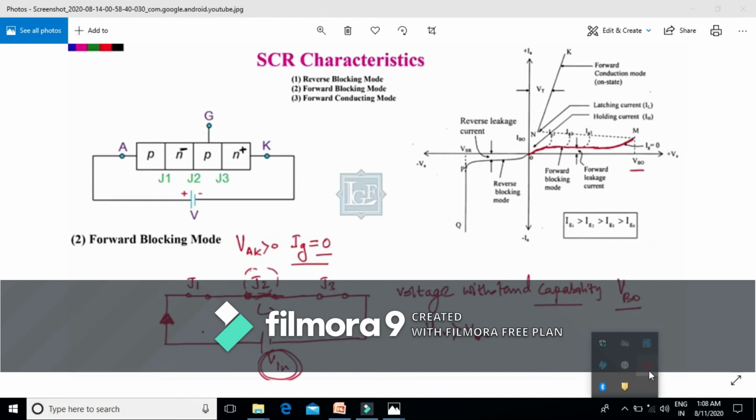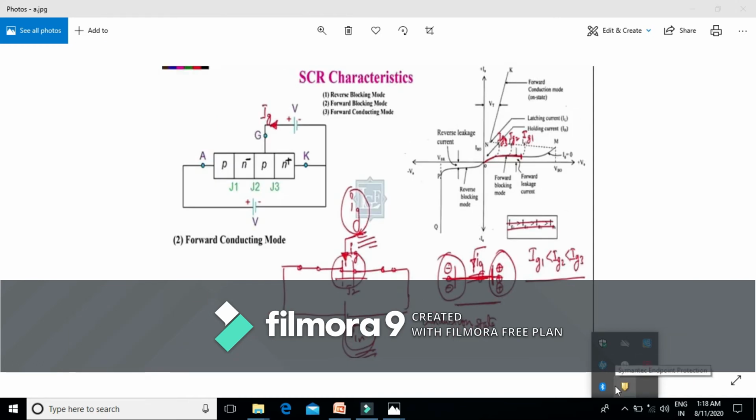Now the next mode, that is the forward conducting mode. In the forward conduction mode, we are applying one more thing, that is the gate current. In the previous mode, that is forward blocking mode, we are applying just the forward voltage and no gate current, while in this forward conduction mode we are applying the forward voltage plus the gate current. To show this gate current, I am showing here.